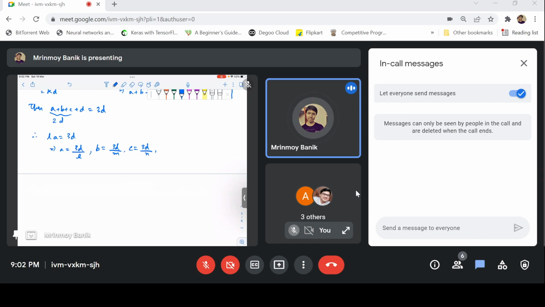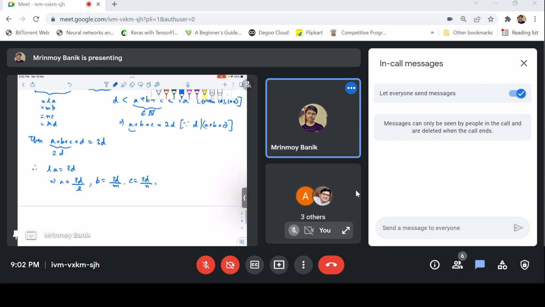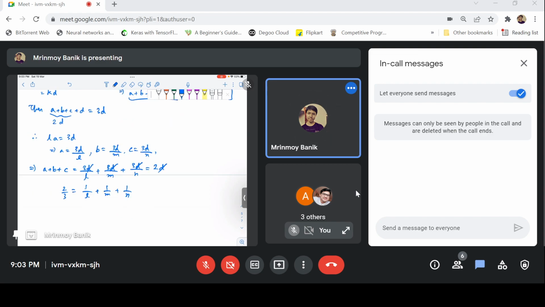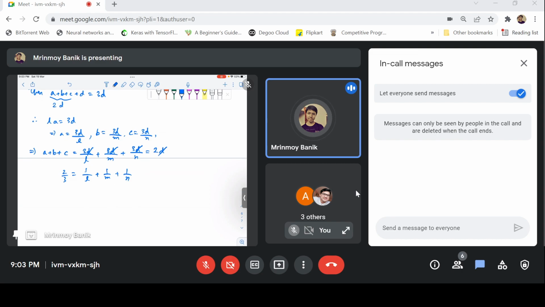Now we can again use the same equation. This implies A plus B plus C equals 3D by L plus 3D by M plus 3D by N equals 2D. Cancelling out D since it's a positive integer, we get 2 by 3 equals 1 by L plus 1 by M plus 1 by N. Now we have to use some kind of inequality.